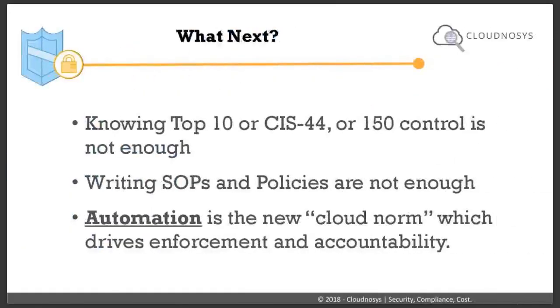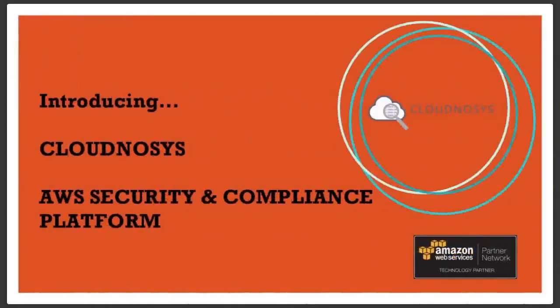So at the end of the day, it's not so much what security policies and processes you write, because those security operating procedures and policies, honestly, they're getting obsolete. Because by the time you write them, you approve them, you train them, it's just too late. And people can't execute on it because you need to turn those security operating procedures into little scripts that run every hour on the hour. So automation is the new norm in the cloud, which really drives enforcement and accountability from all angles.